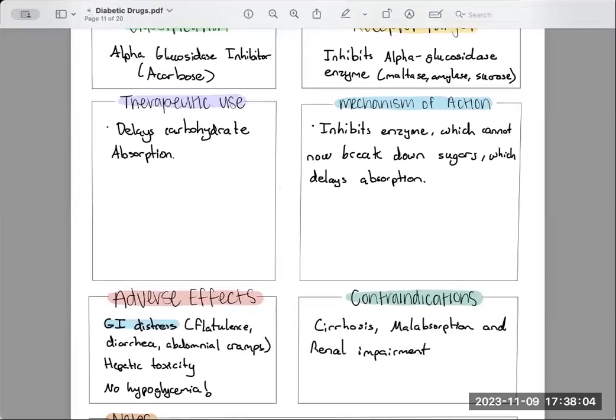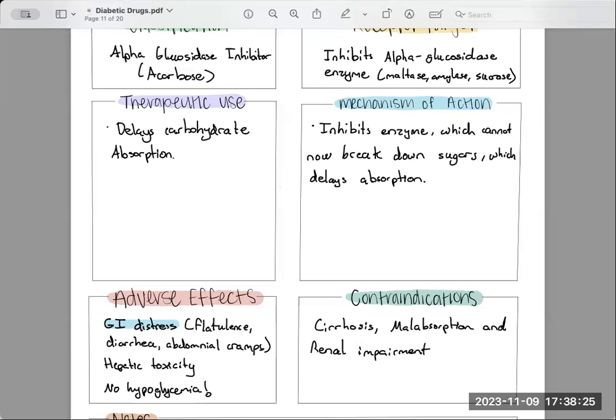So it delays the body's ability to absorb sugar, which means that our blood sugar isn't going to really go up. Now, it doesn't affect those insulin receptors in any way like the other drugs did. This one actually works more in the GI. So if this is working in our GI system, a very predominant adverse effect is GI distress.